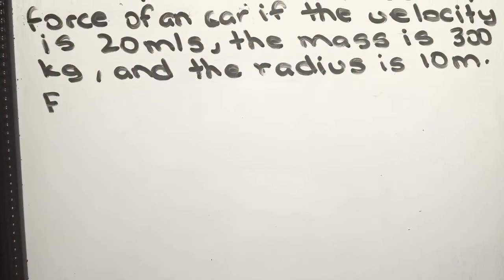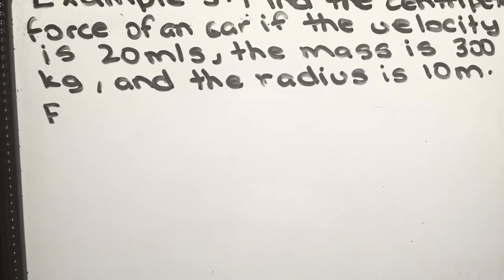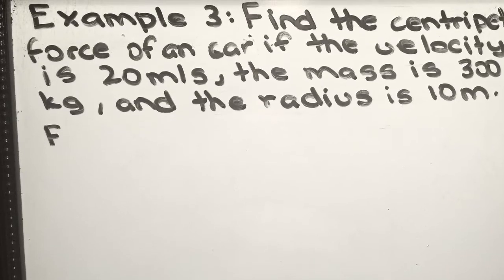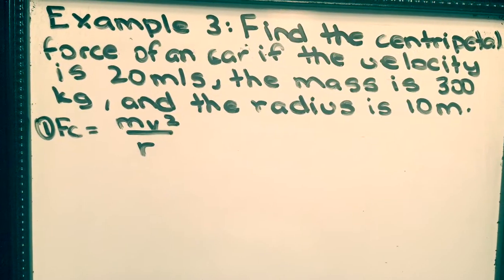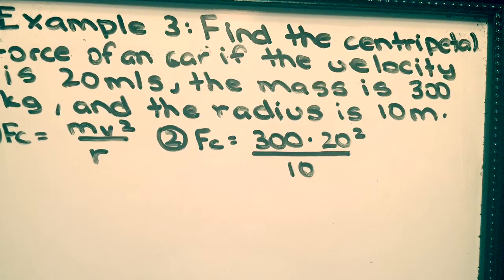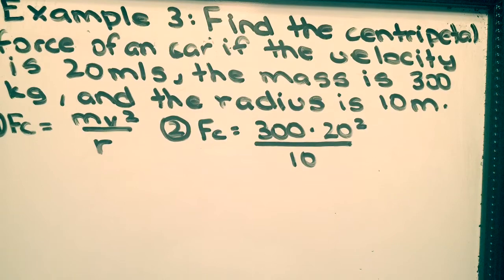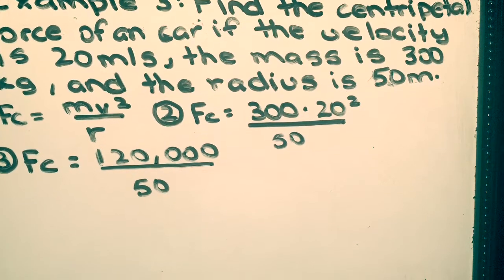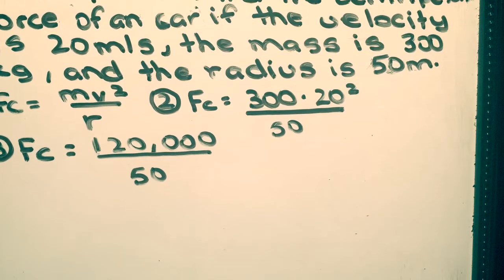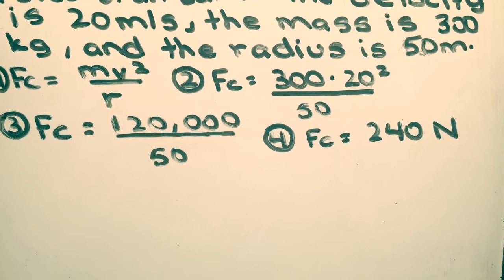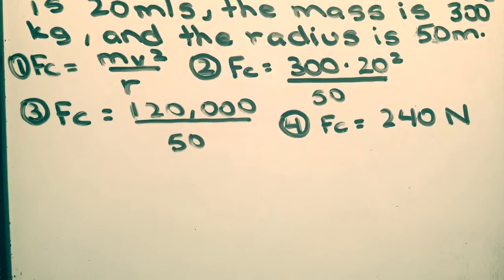The last and final example for this section is, find the centripetal force of a car if the velocity is 20 meters per second, the mass is 300 kilograms, and the radius is 10 meters. The first step is to write down the formula. The second step is to substitute in the numbers. Mass is 300, velocity is 20, and radius is 50. The third step is to solve. 300 times 20 squared is 120,000, and divide that by 50. The final answer for centripetal force should be 240 newtons.